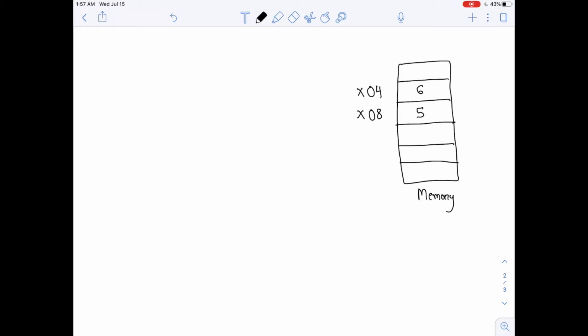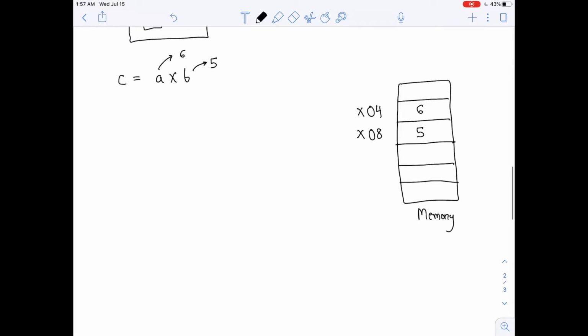Okay, so suppose you want to multiply two numbers. Basically you want to multiply a into b. Suppose within a is the value 6 and within b is the value 5, right? So this is your target.